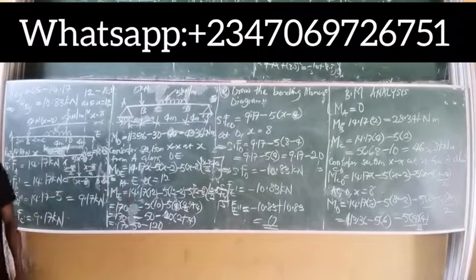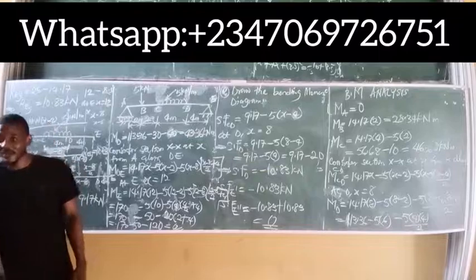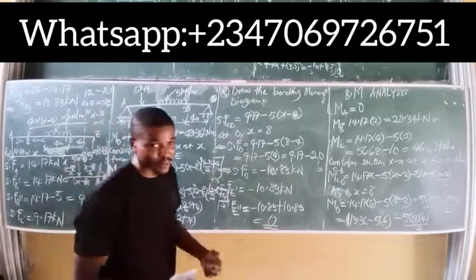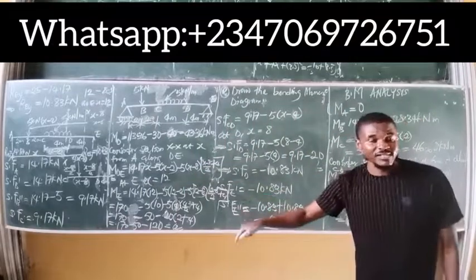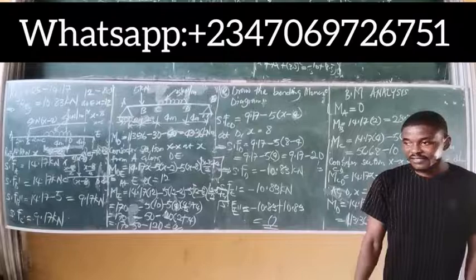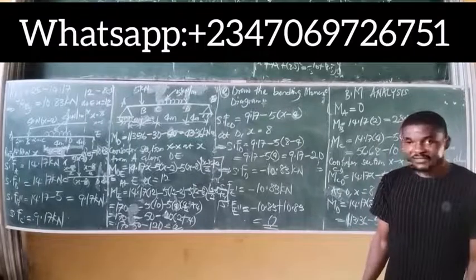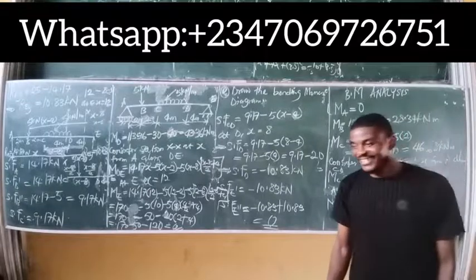Do this and give me the answer. 0. There's no two ways about it. At the end of every bending moment analysis, you must obtain 0 as the answer. There's no two ways about it. That is it. You can see how sweet it is.